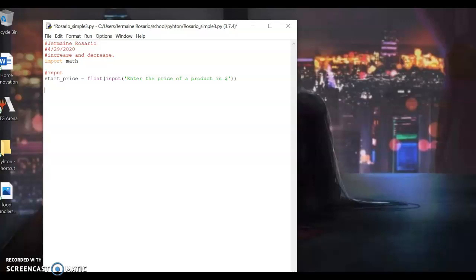And then for the calculation, so the calculation would be first increase by 20% of the starting price.